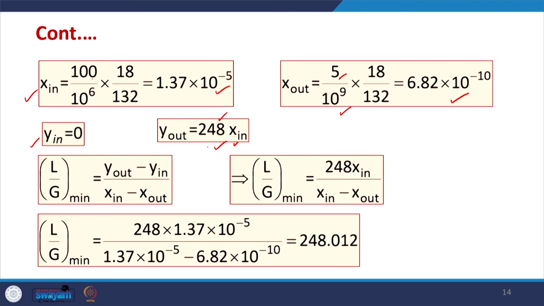So, what we do is that we try to find out the Y out using this equilibrium value. So, Y out is known. At this condition we can find out the minimum L by G. So, we can put everything here and you can see it has been found out to be 48.012.